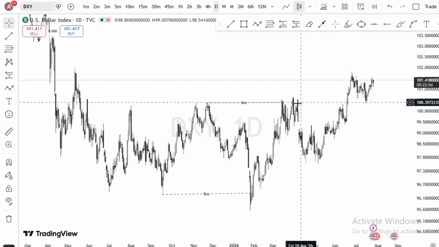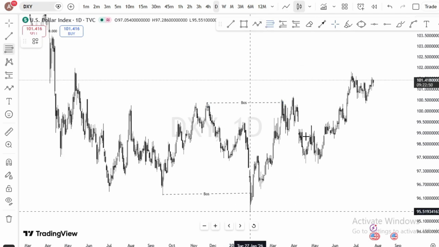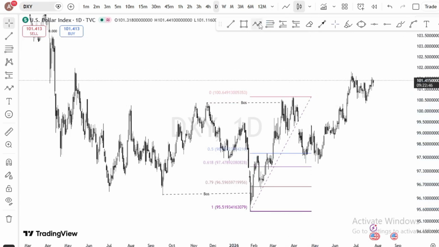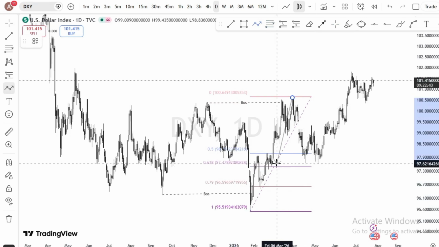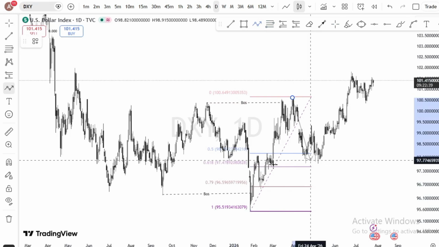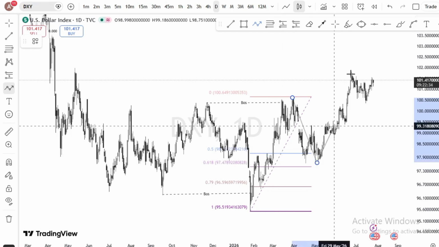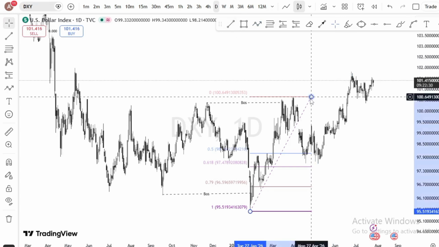All right, so after this change of character, we have a correction move into the discount zone. You can see, let's put our Fibonacci retracement too. So you can see that we have a correction move into the discount zone of our Fibonacci retracement, to where we have a resting demand zone. So from this resting demand zone in our discount zone, we have another impulsive move that gave us another break of structure to the upside.